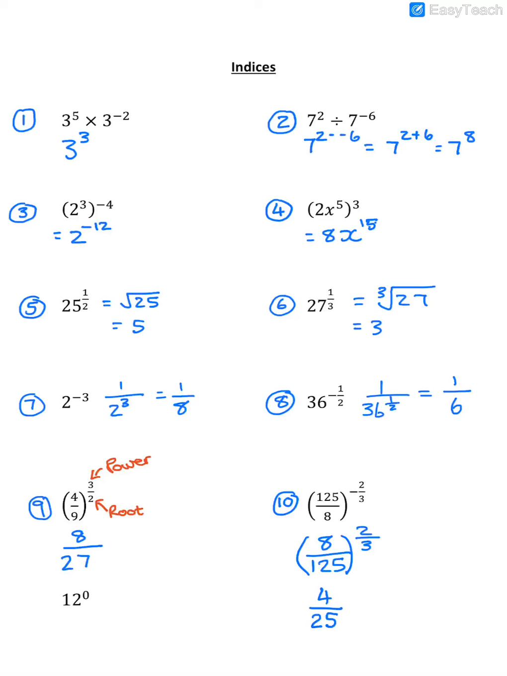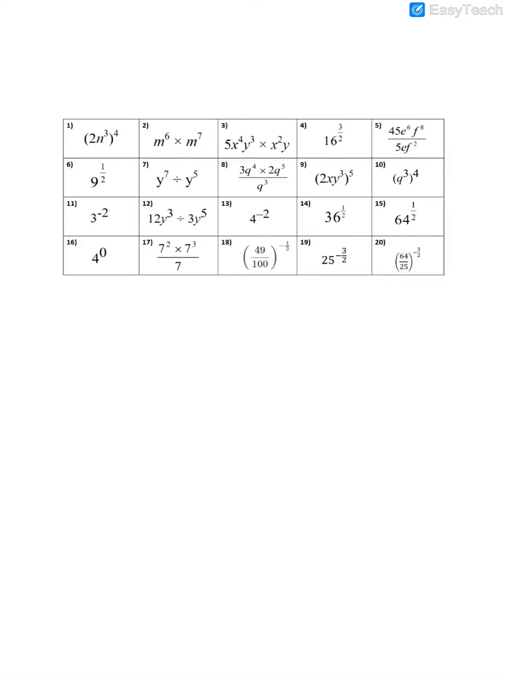And then finally, 12 to the power of 0. You just need to remember this one. Anything to the power of 0 is 1. So it seems really simple, but it does get asked in exams quite often. Okay, so look at the questions that I've got for you there. Pause this video, have a little go, and then I'll go through them afterwards.